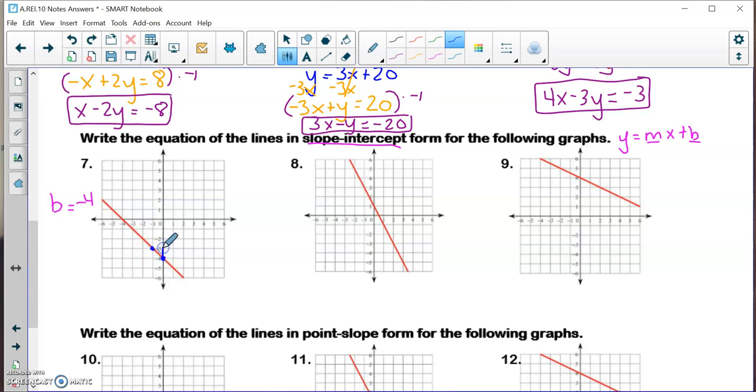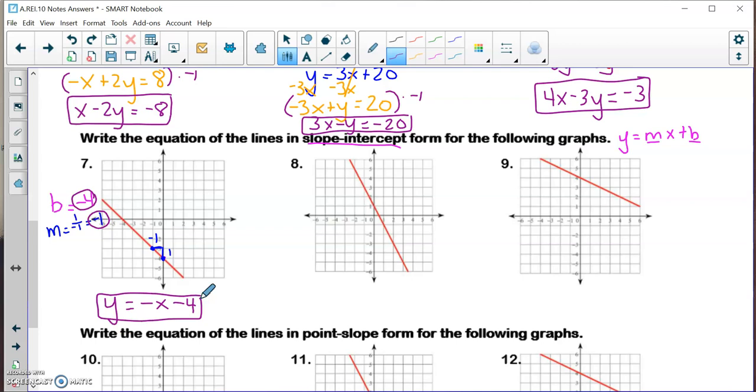I'm going to do rise, which in this case would be 1, and run, which in this case would be -1. So my slope is 1 over -1, which is just a -1 slope. So now I have enough information to write my equation in slope-intercept form. It is y is equal to my slope, which is -1x, plus my y-intercept, well, plus a -4 is the same as -4. This is my equation.